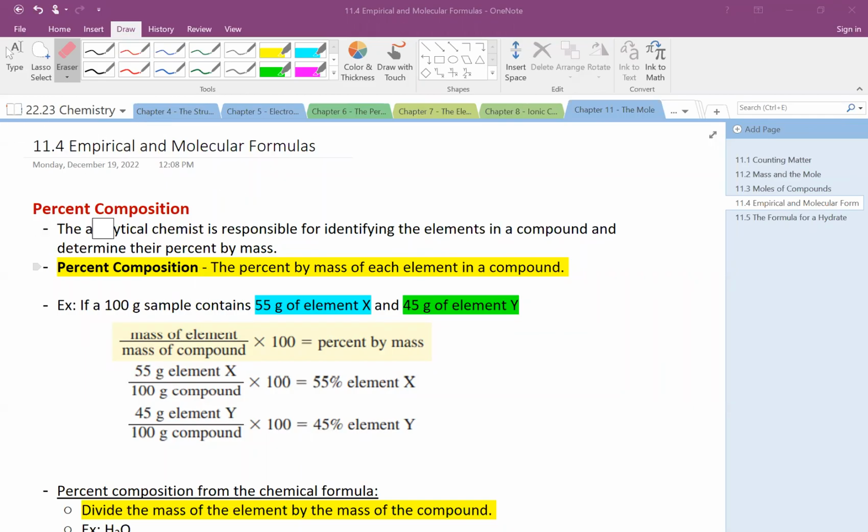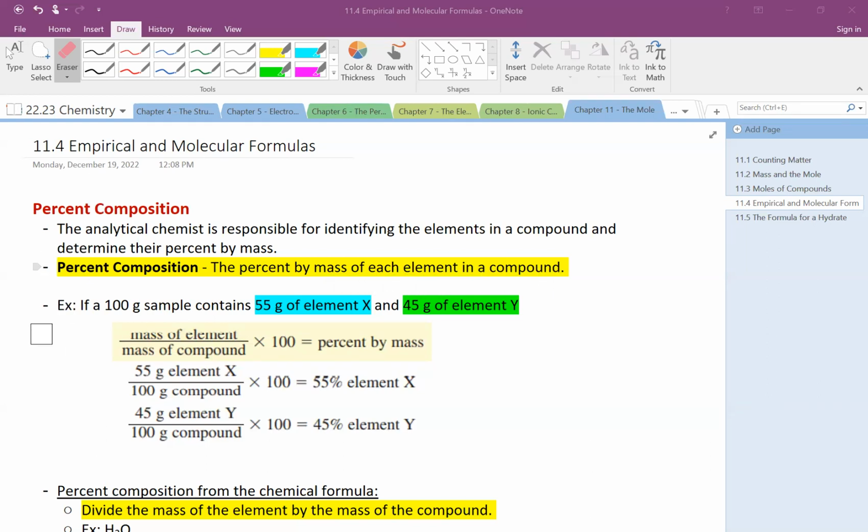To begin our discussion of empirical formulas, we have to start with what's called percent composition. This is something that any analytical chemist is going to be responsible for in order to determine the identity of an element or a compound. Ultimately, we're going to use this to find molecular formulas. So percent composition is defined here as the percent by mass of each element in a compound.